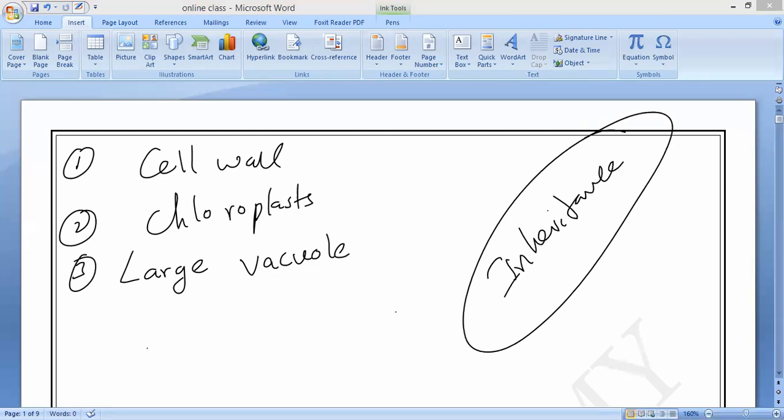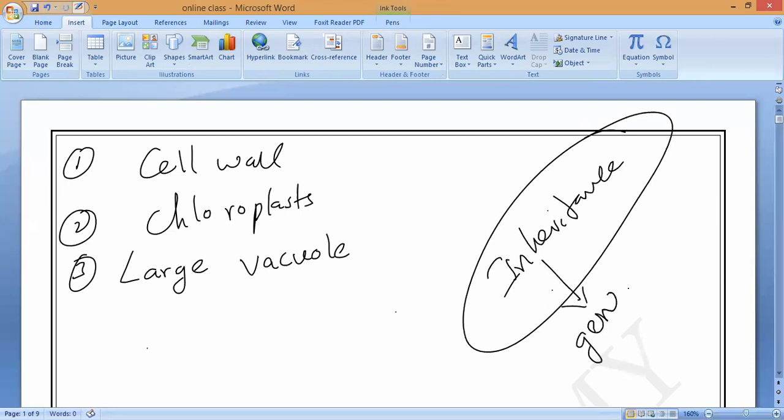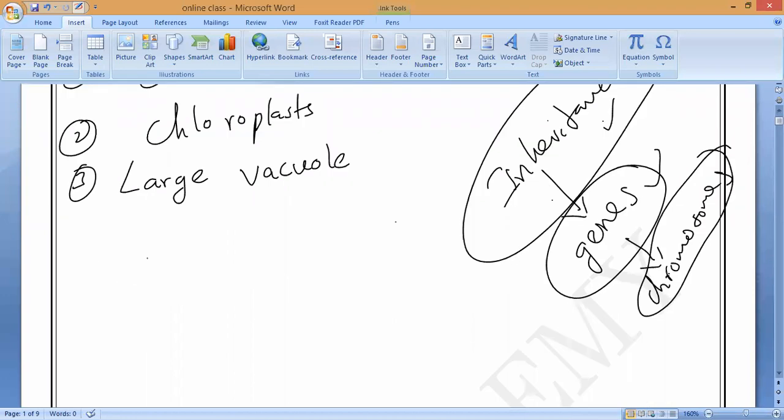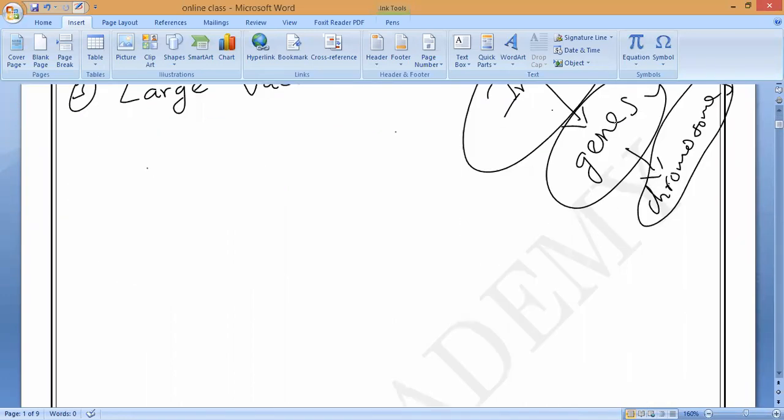So, what are the units of this inheritance? Units of inheritance are called what? Genes. Correct? So, these genes are called units of inheritance, and these genes are present where? Inside the chromosomes. Correct or not? Yes. Inside the chromosome. So we have studied what is chromosome, what is genes, what is inheritance. Law of inheritance also we can.